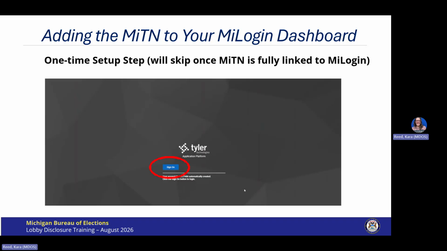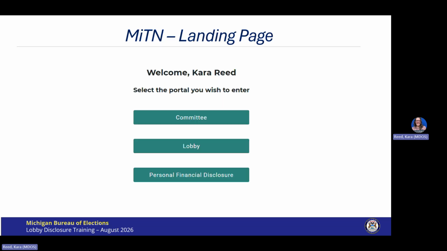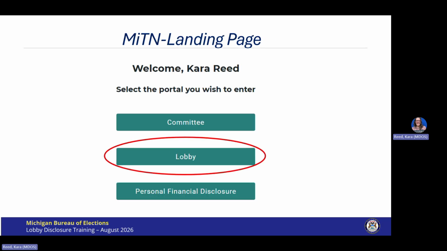This screen that you see on this slide is the final handshake between MyLogin and MiTN. You click Sign On, and your MyLogin credentials are officially connected with MiTN, so the platform will always know who you are. You will literally never see this screen again. Then you are inside the MiTN platform. From now on, all you'll need to do is open your MyLogin account, click on the MiTN link, and it will take you straight to this MiTN homepage every time.